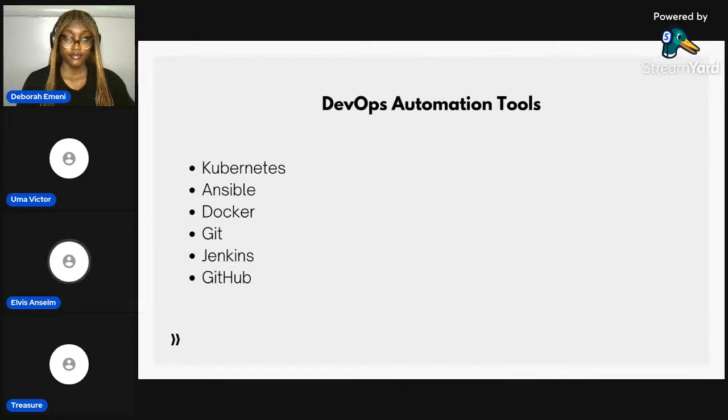And okay, there's Jenkins. Jenkins is also an open source continuous integration server that automates the build cycle of a software project, and it is highly customizable.